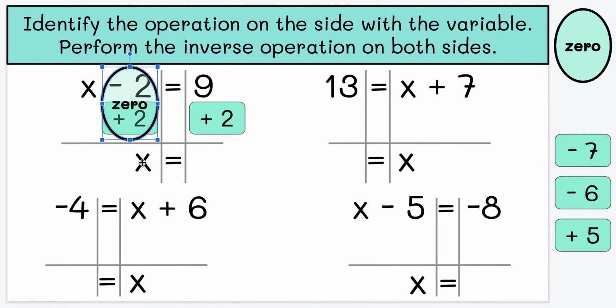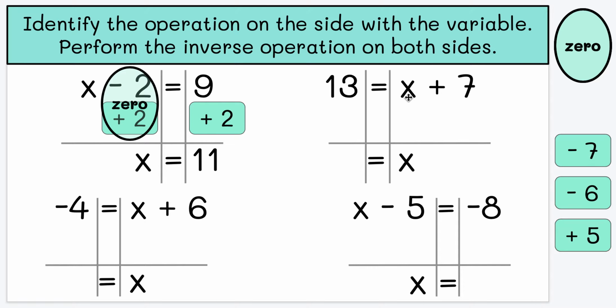And I don't know what it is quite yet. And then I hop over here to the right, and I have 9 plus 2, and that would be 11. So that's going to tell me that this number up here is 11. 11 minus 2 is the same as 9. And that is a true statement.